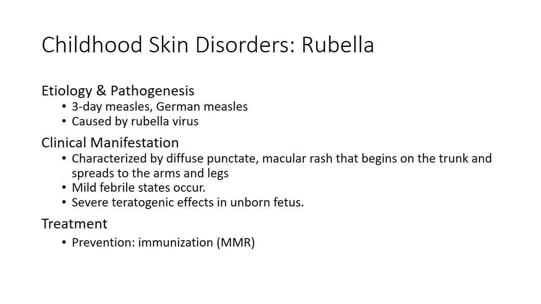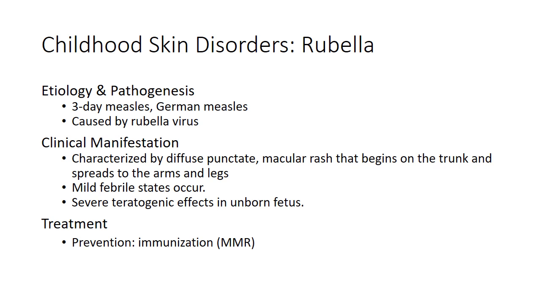One of those is rubella, which is also called 3-day measles or German measles, and it's caused by the rubella virus. And what we see is that there's this diffuse punctate macular rash that usually starts on the trunk of the body and then it spreads out into the arms and the legs. It can be accompanied by a mild fever, usually less than 100. They can develop adenopathy, swollen lymph nodes, sometimes cold-like symptoms as well, like a cough, maybe a little bit of congestion or a runny nose. And really, we treat based on symptoms.